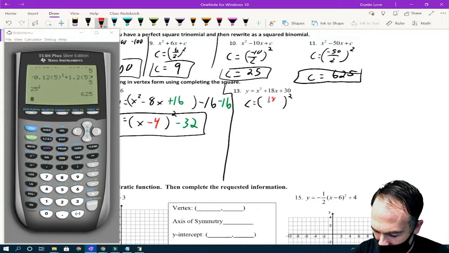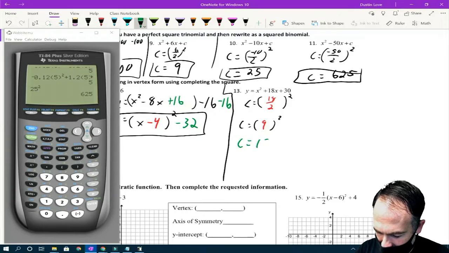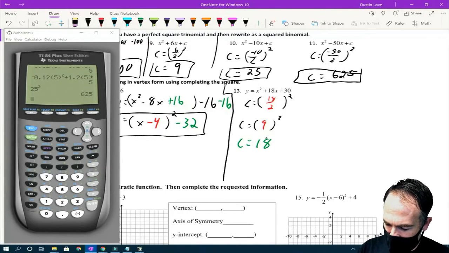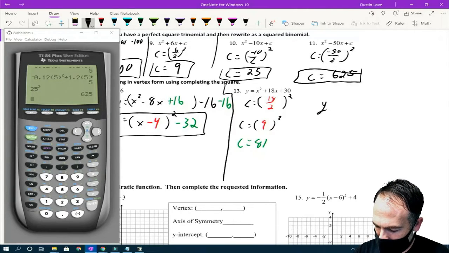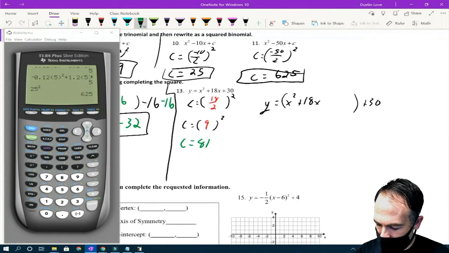b over 2 is 18 over 2. 18 divided by 2 is 9. So c equals, oh, not 18, 9 squared is 81. Now, we're going to write out x squared plus 18x plus 30. We're going to add 81 and subtract 81.